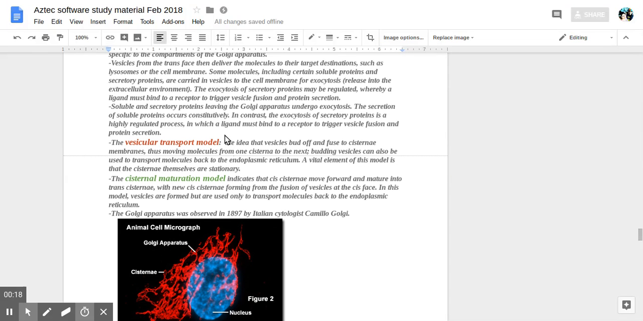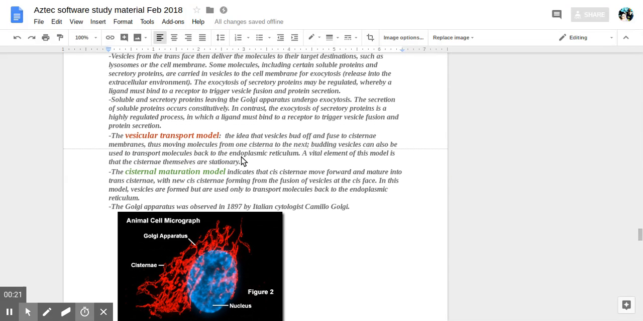It is used for the packaging and preparing of molecules to be shuffled around the cell, either inside or to be secreted to the outside of the cell. It's in charge of delivering molecules to their target destinations, which may be on the inside of the cell, on various cell membranes, either of the entire cell membrane, or membranes of different organelles, or to the lysosomes, or to the outside of the cell.